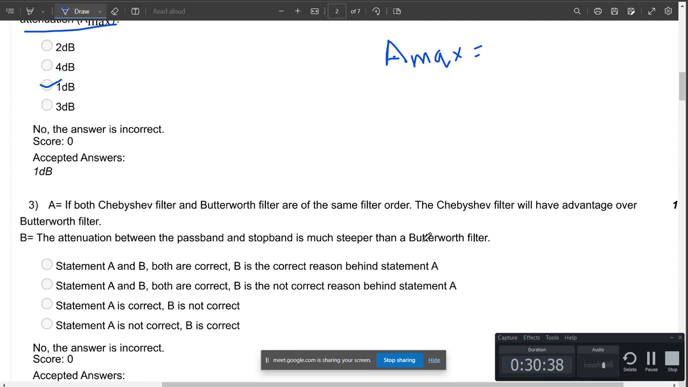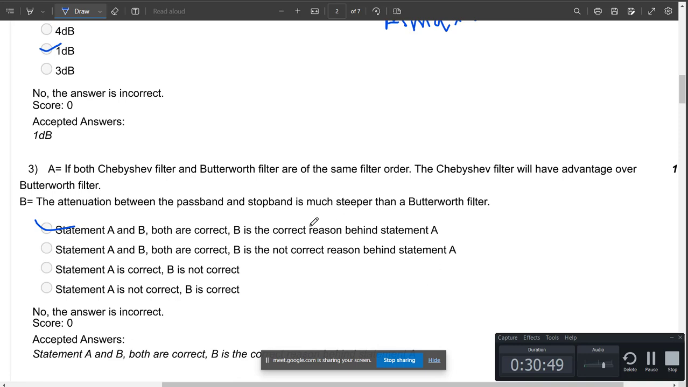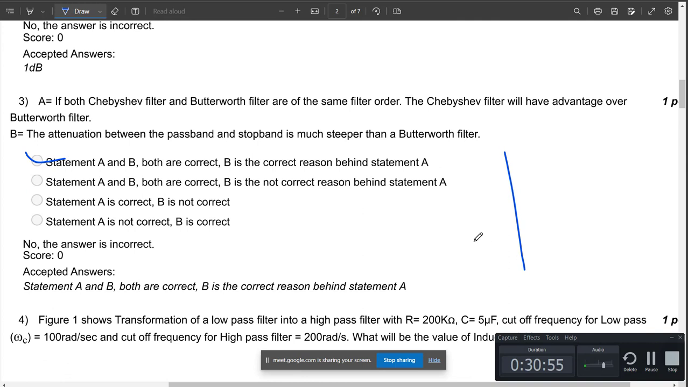Okay, so yes, the first statement is correct. First option is the correct answer. That statement A and B both are correct, and B is the correct reason behind statement A. So what happens generally is that this is the kind of response. Here it's a gain in dB, and this is, let's say, frequency in hertz, and this is gain in dB. So for Chebyshev filter, we have something like this.